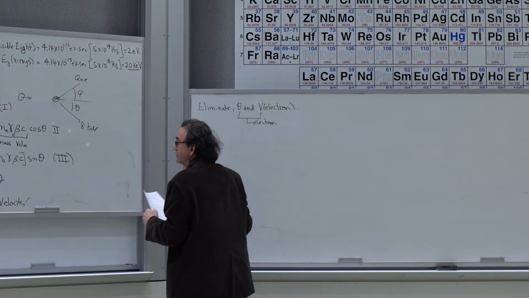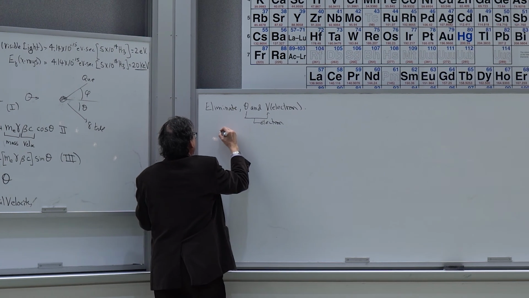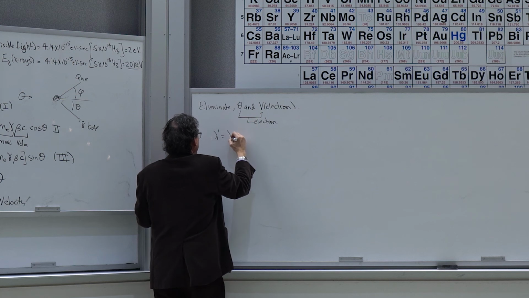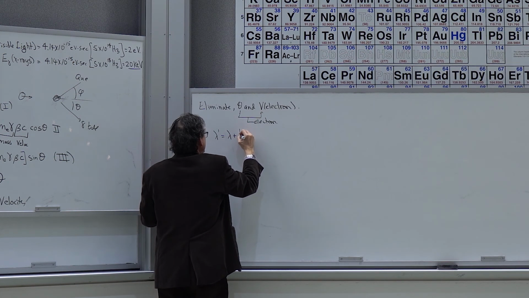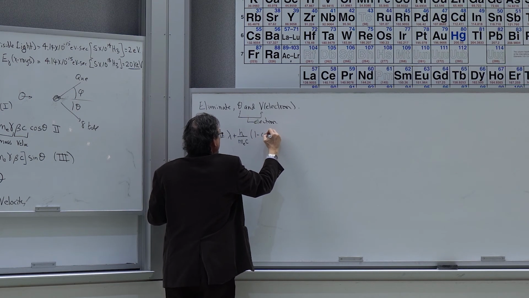the result after a significant amount of algebra is the equation that became known as the Compton scattering equation. Lambda prime equals lambda plus h over the mass of the electron times c times 1 minus cosine of phi.